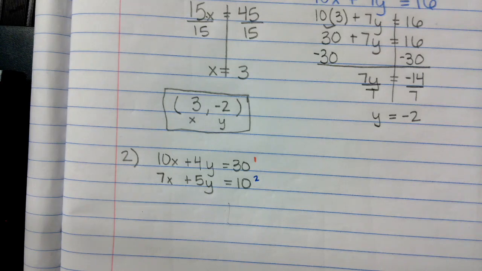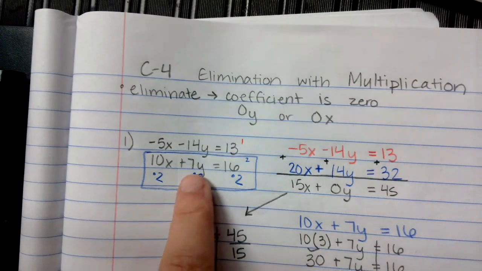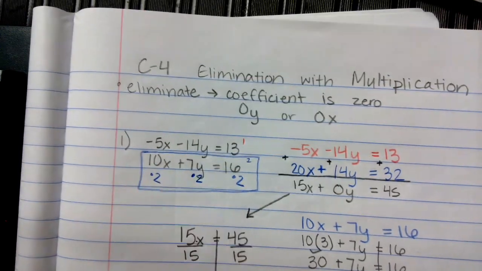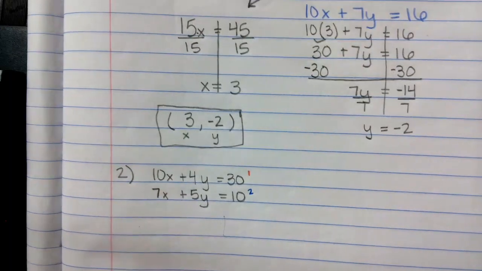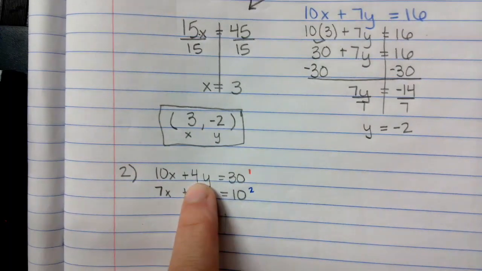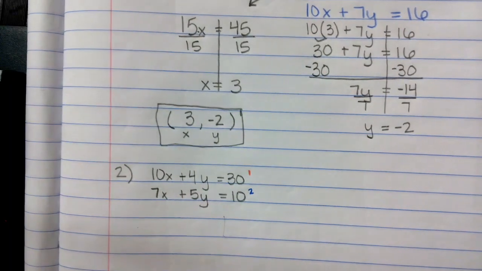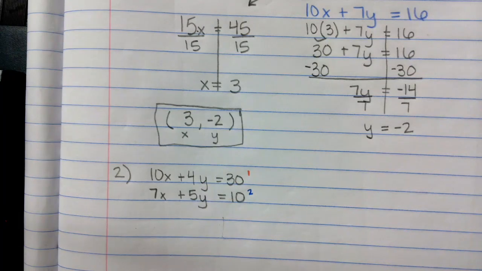All right, last time, in the first example, we chose just to multiply one of the equations by 2, because when we multiplied by 2, 7 times 2, we got that 14. Can I do that here? Can I do 7 times something to get 10? Can I do 4 times a whole number to get 5? No. So that's not going to work, which means we're going to have to multiply both equations by a number.